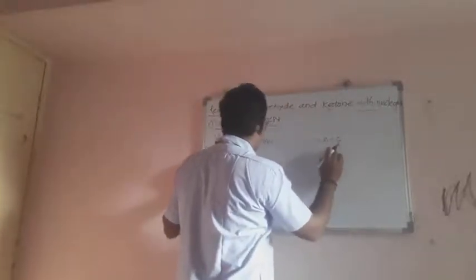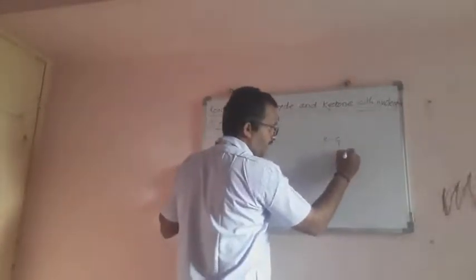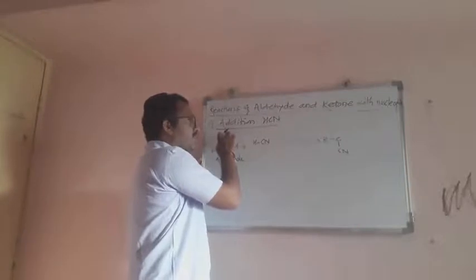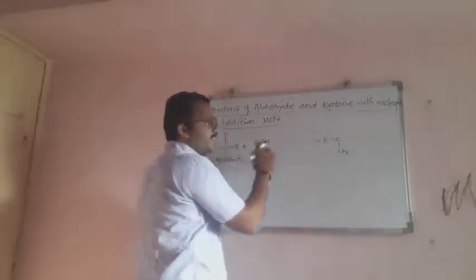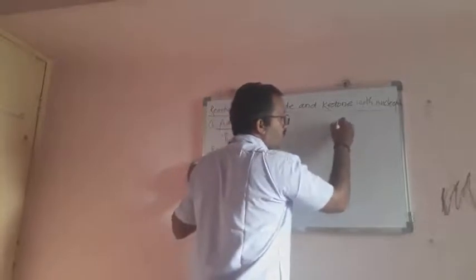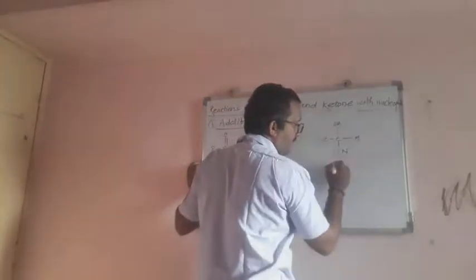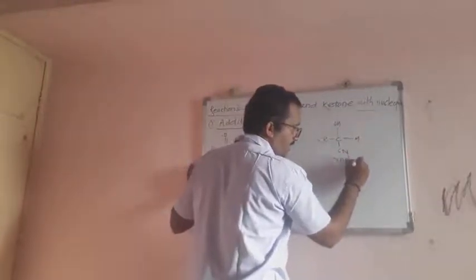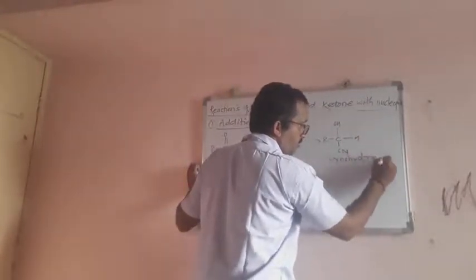That is RCCN. This double bond will be broken, and the oxygen is negatively charged, and it attacks the H plus and forms OH. This is the cyanohydrin.